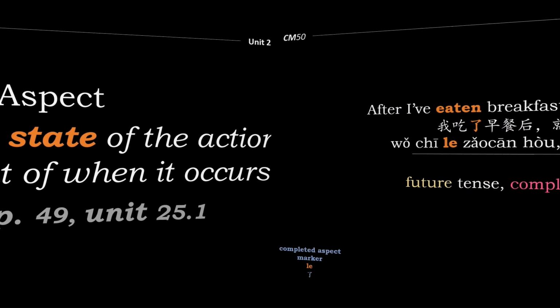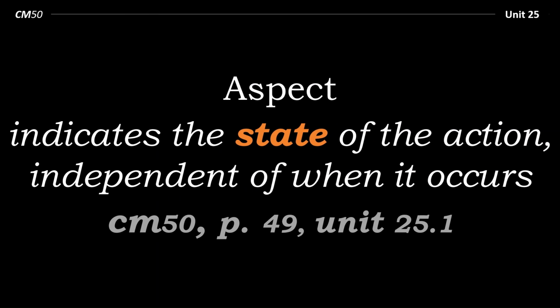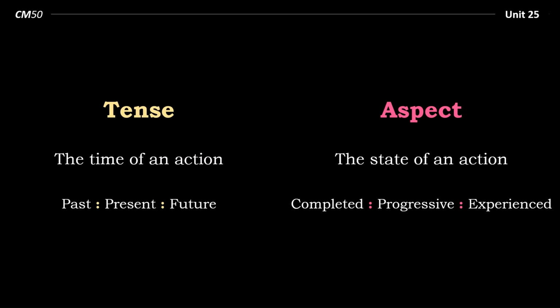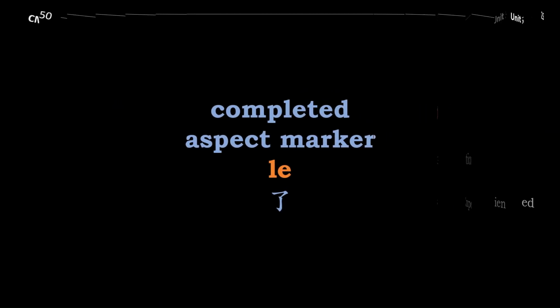So, aspect indicates the state of the action independent of when it occurs. So it could be in the past, present, or future, but the aspect would stay the same. And in this case, we saw how the completed aspect could happen in the past, present, or future. To mark the completed aspect, we put le after the verb.